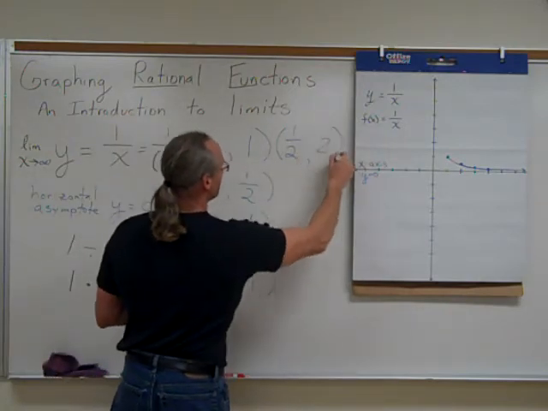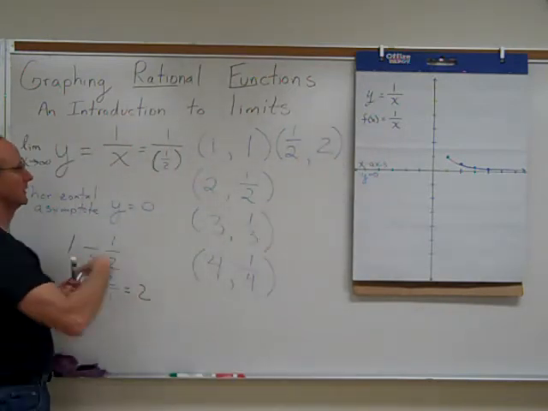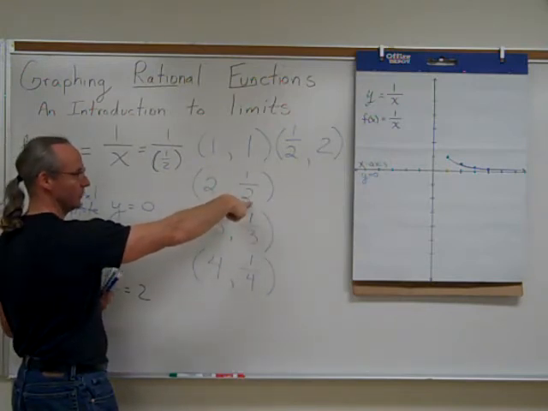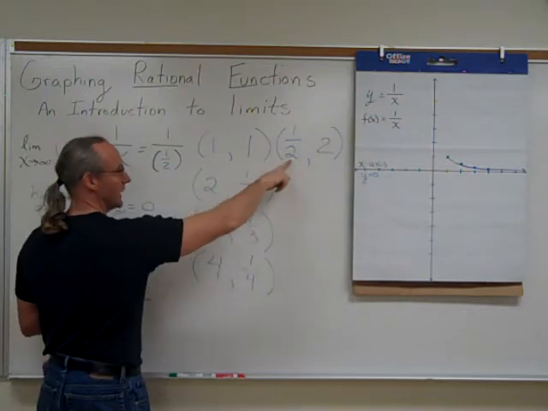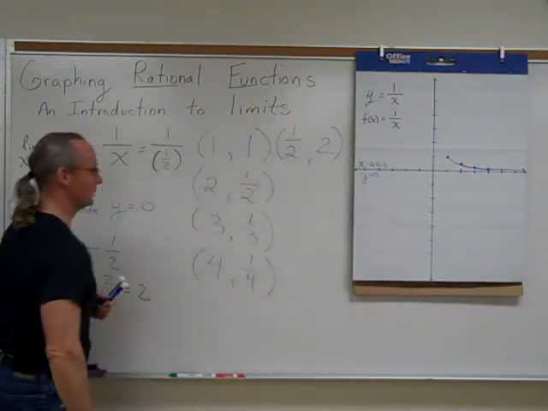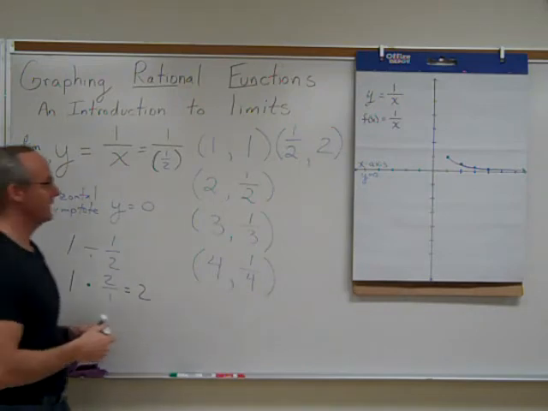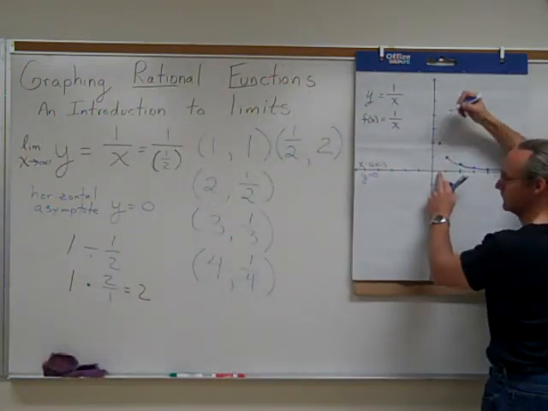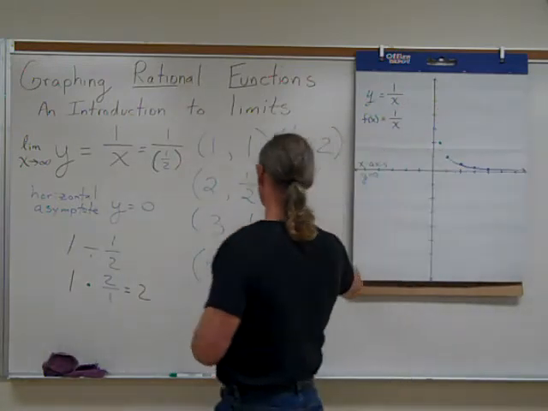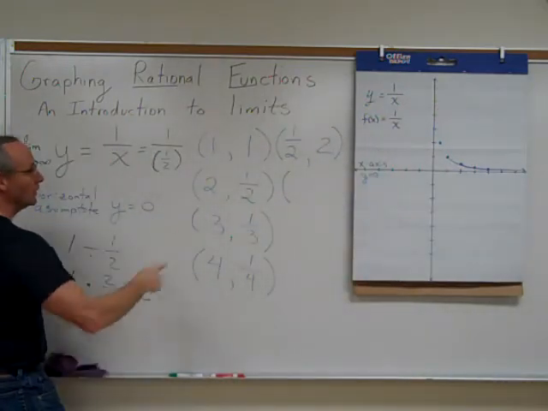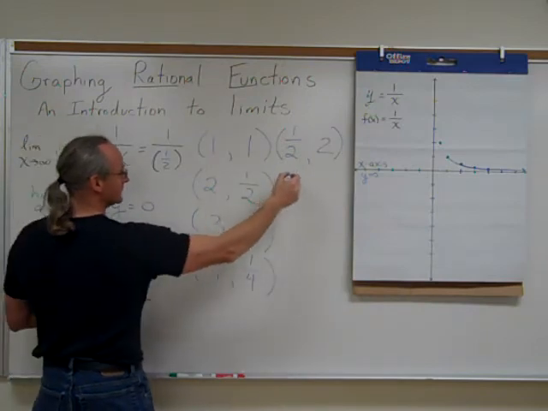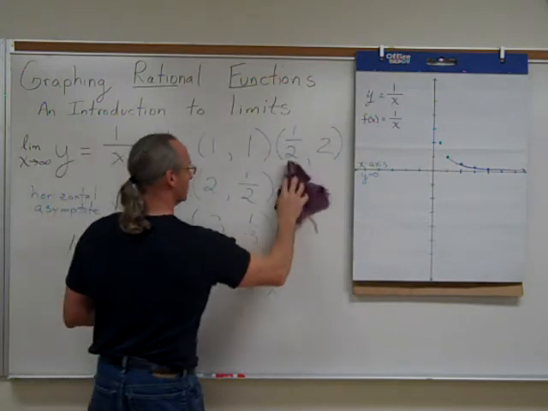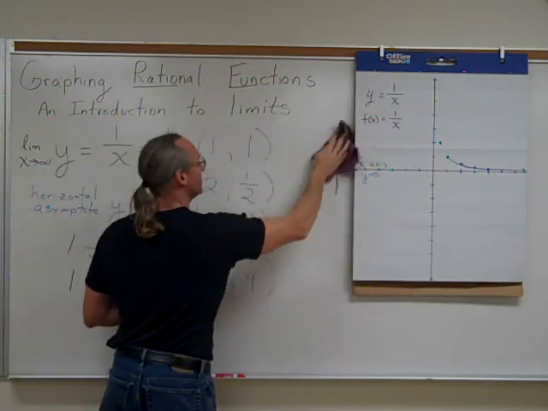Notice that when x was 2, y was the reciprocal, 1/2. When x is 1/2, y is the reciprocal, 2/1. Let's graph that point. When x is 1/3, and let's actually line these up. I can see that now.